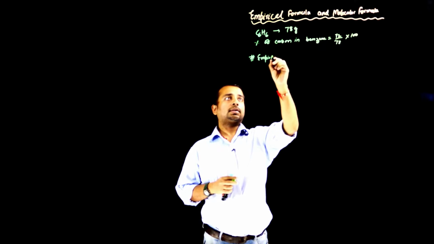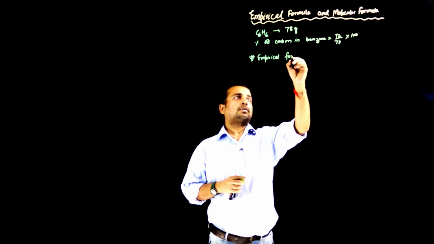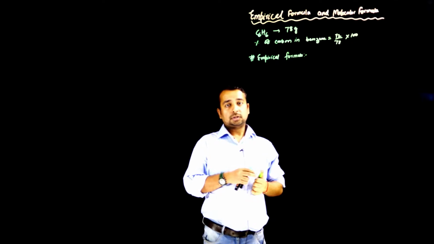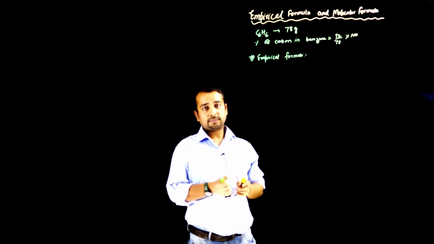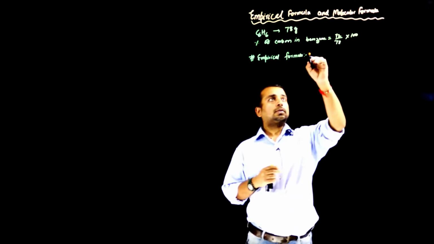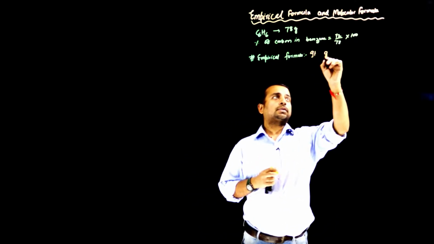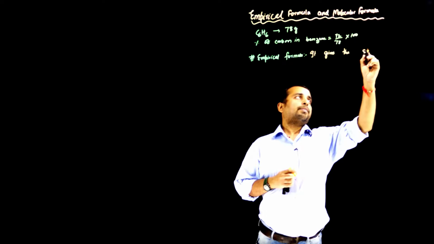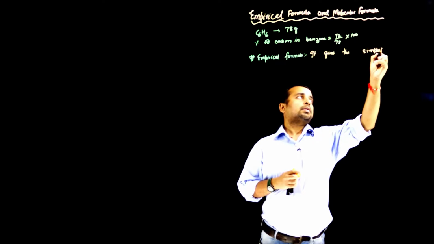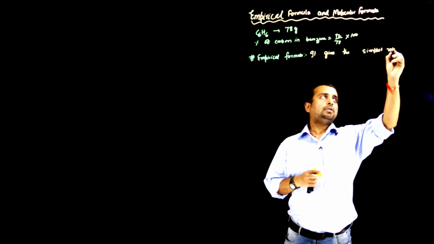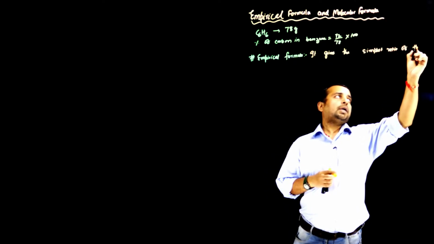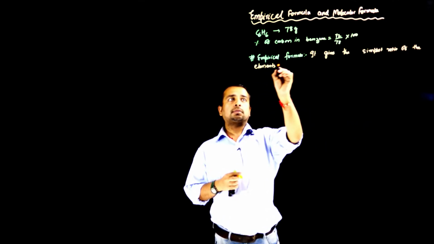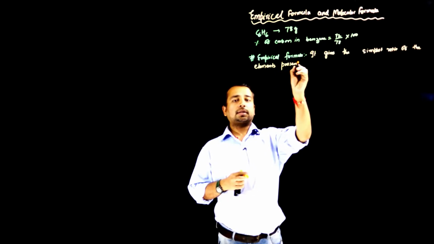Empirical formula. So the empirical formula of a compound gives us the simplest ratio of the elements present in the compound.